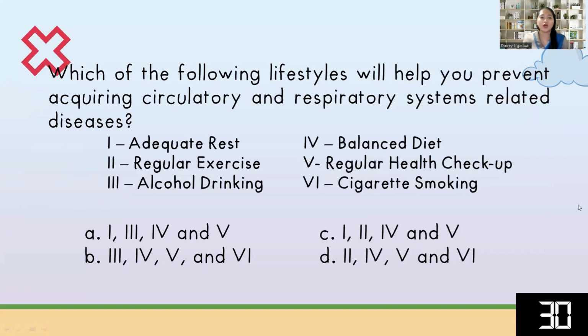Question number 19. Which of the following lifestyles will help you prevent acquiring circulatory and respiratory system related diseases? 1, adequate rest. 2, regular exercise. 3, alcohol drinking. 4, balanced diet. 5, regular health checkup. 6, cigarette smoking. Is it A, 1, 3, 4, and 5? B, 3, 4, 5, and 6? C, 1, 2, 4, and 5? And D, 2, 4, 5, and 6?